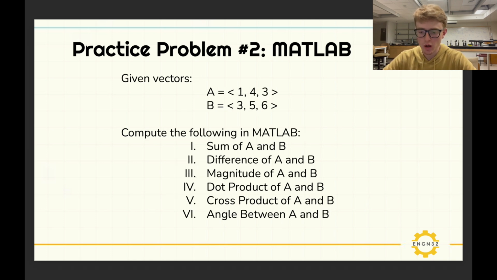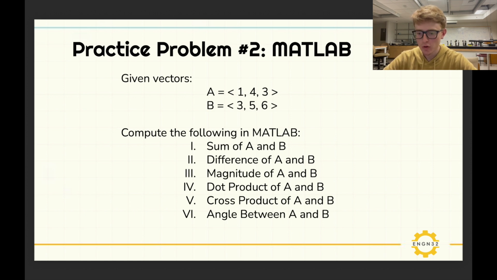Okay, and then we've got another problem here, which is very similar to the first, except now our vectors are 3-dimensional, and since they're 3-dimensional, we're additionally asked to compute the cross product of A and B, okay? So that's all we're doing here. So let's jump over to MATLAB.